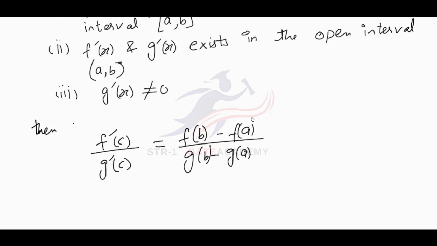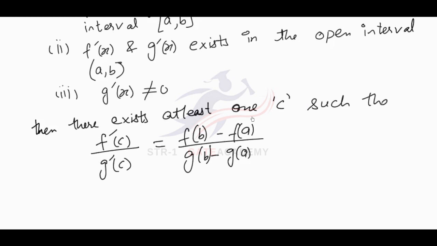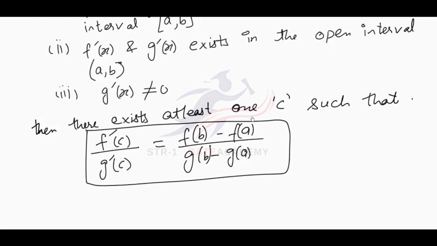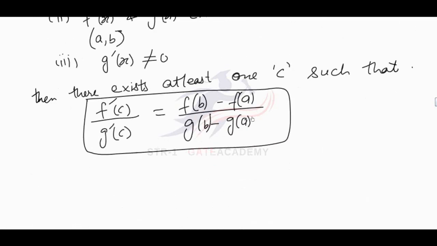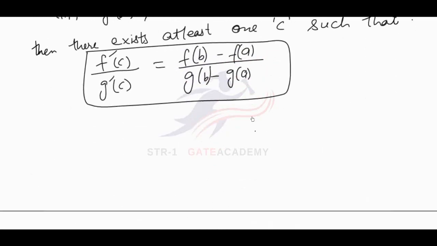You can say then there exists at least one c such that this condition will get satisfied. Now it is very easy to understand what is happening here. We have talked about Cauchy's. Basically, this is a corollary of the above two theorems which we discussed. See, what is it trying to say?